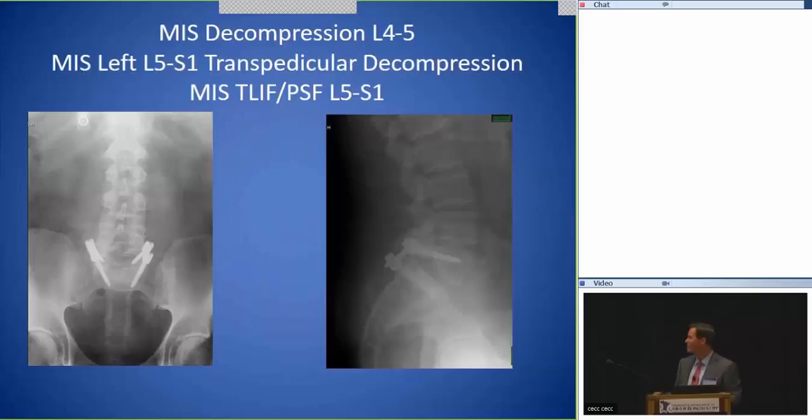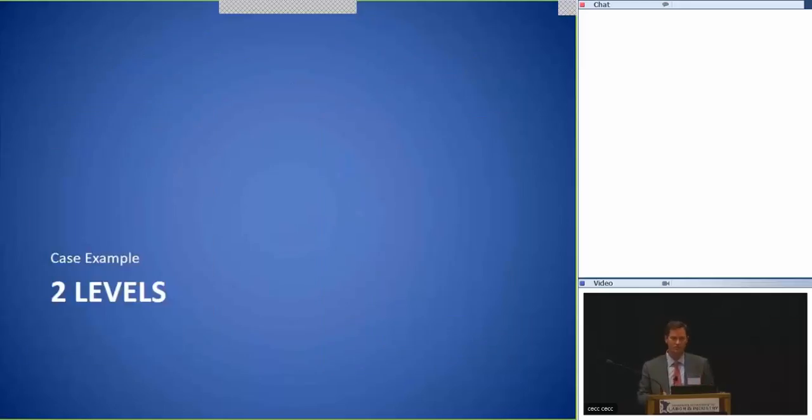You don't. So we did a minimally invasive decompression of 4-5, so you also had a little bit of some pinched nerves there. And then we did a minimally invasive fusion and decompression at L5-S1. He did great. I don't have the data here, but literally nearly pain-free by 3 months after surgery. And so this is a little bit of a show and tell case right here.